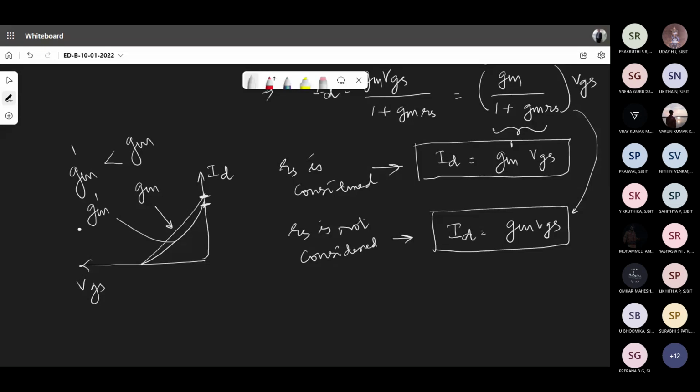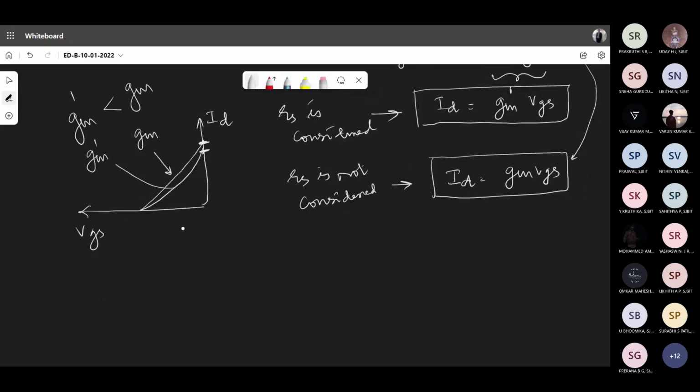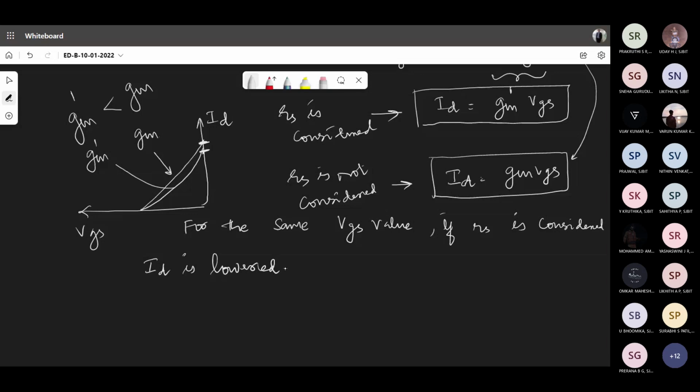This is GM dash. So let me write the statement. For the same VGS value, if RS is considered, because it is very obvious, because RS is the resistance which is in series with the current source. Remember that. So it has to reduce the current value ID. So it becomes very obvious. If RS is considered, ID is lower. Okay. So this is the point here.